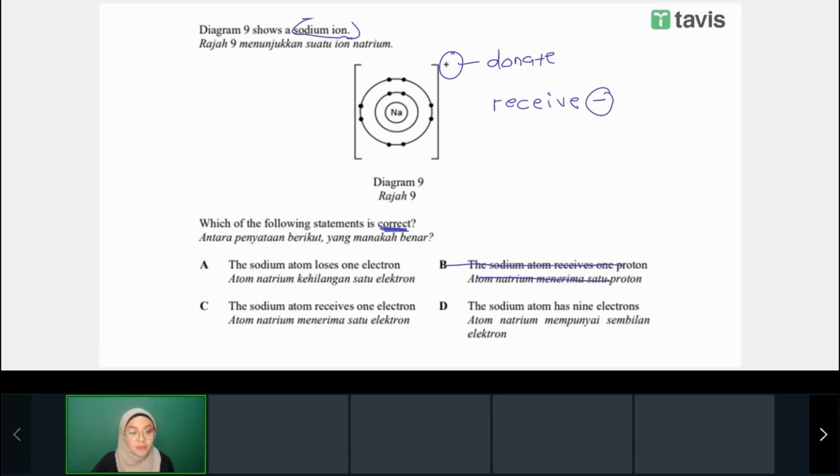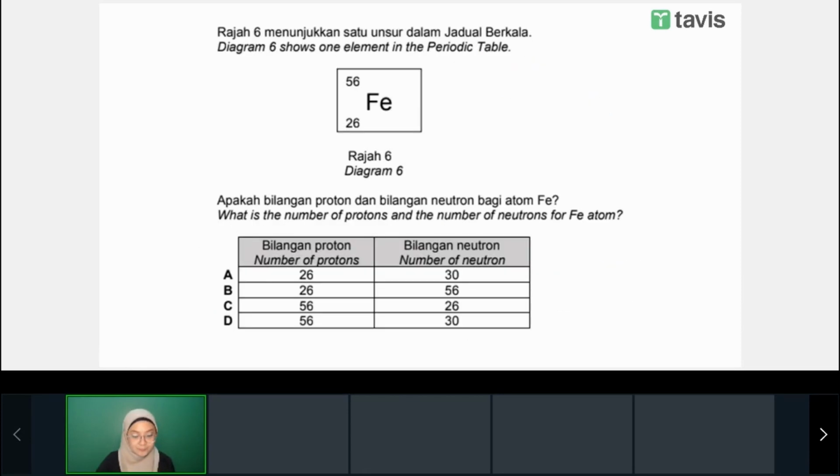The sodium atom receives one electron. Receive one electron, this one is proton. It has nothing to do with proton. So receive one electron is also wrong. So either A or D. Which one is correct? Sodium atom has 9 electrons? No, it's not 9. It's 2, 8, 1. Okay, A, yes, A is correct. Loses electron, donate electron. It will become positive charge.